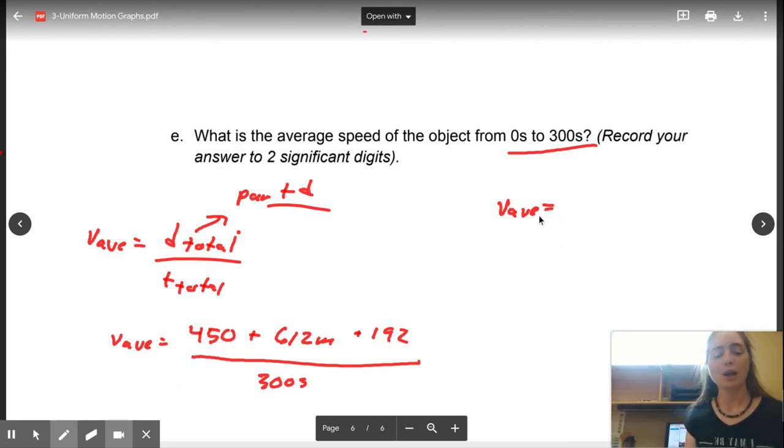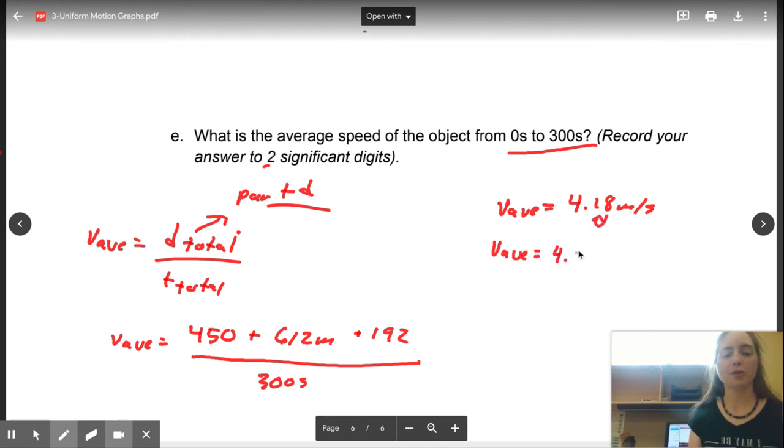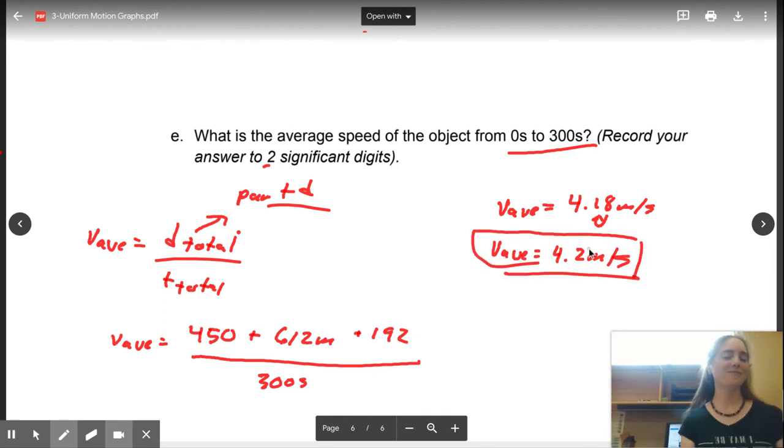Okay. So our average speed is going to be, once you plonk all that in your calculator, 4.18 meters per second, but I want 2 sig digs. So that is going to round up, and we're going to get 4.2 meters per second. Sounds good? Okay.